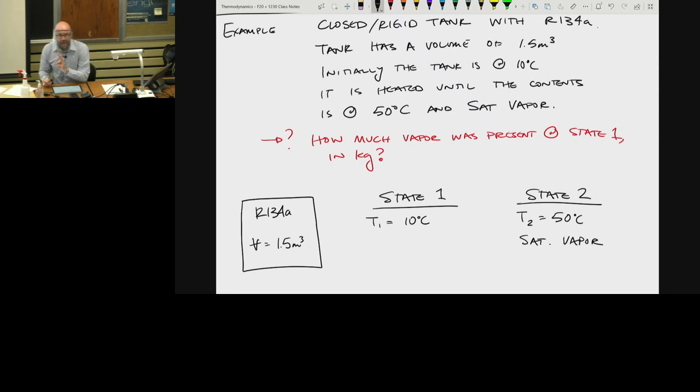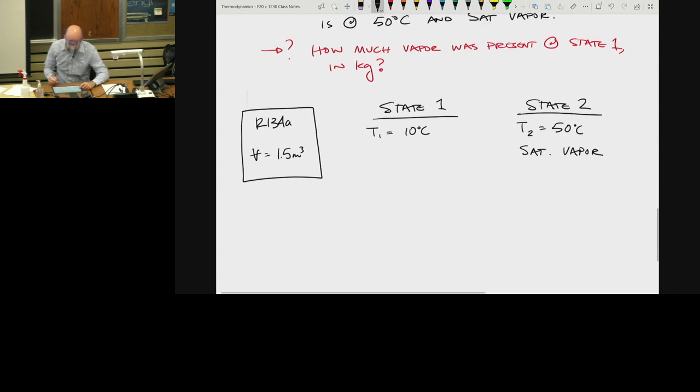Now I know I have to have 2 pieces of information to set my state. And so I can only set state 2 right now. I can only directly set state 2 because it says temperature 2 is equal to 50 degrees Celsius and it's a saturated vapor. It doesn't look like I have enough information to set state 1. But I do. I just have to go through what the problem is trying to tell me. I have to speak thermodynamics, the language of thermodynamics.